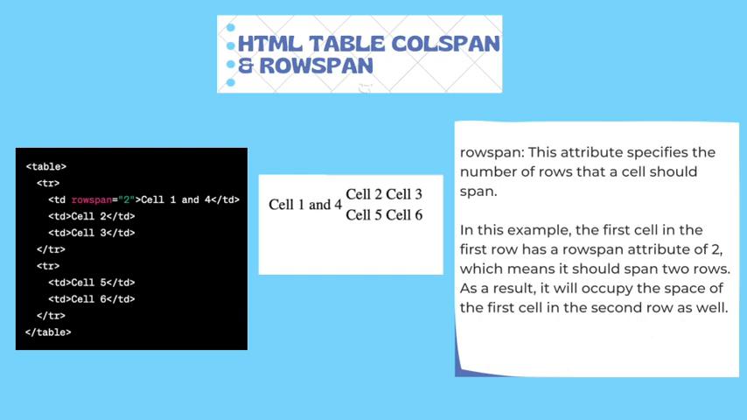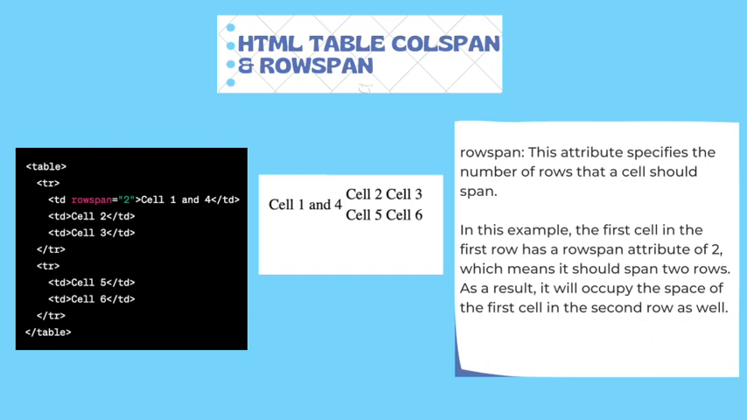So let us see the code. Table, tr, td rowspan equals 2, cell 1 and 4, td close, td cell 2 /td, td cell 3 /td, tr close, and following is the content of this table, and finally we are closing the table by using /table. The output of the rowspan code can be seen in the middle part of the slide.